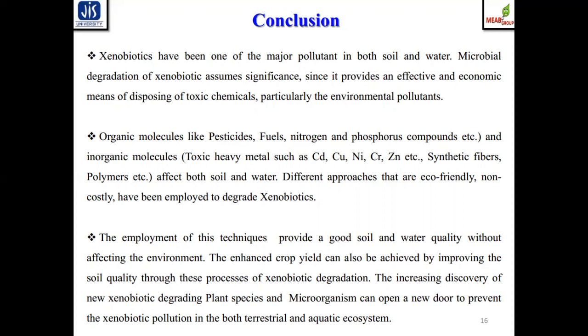Different approaches that are eco-friendly, non-costly, and industrially feasible have been employed to degrade these xenobiotic compounds to reduce their load in soil and water. The employment of these techniques provides good soil and water quality without affecting the ecological dynamics in the microenvironment. Enhanced crop yield can also be achieved by improving the soil quality through these processes, allowing concomitant degradation of xenobiotics. The increasing discovery of new xenobiotic degrading plant systems, enzyme systems, metabolic enzymes, and more potent microorganisms can open up a new door to prevent xenobiotic pollution in both terrestrial and aquatic ecosystems.